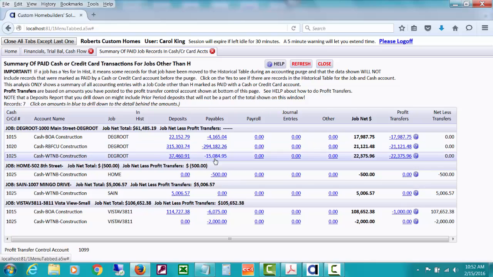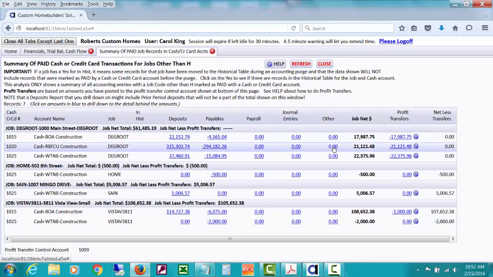Payables is usually checks written. It definitely is checks that are paid. If you had any payroll you applied to the jobs, or if you posted any journal entries, or this column is for any other thing.